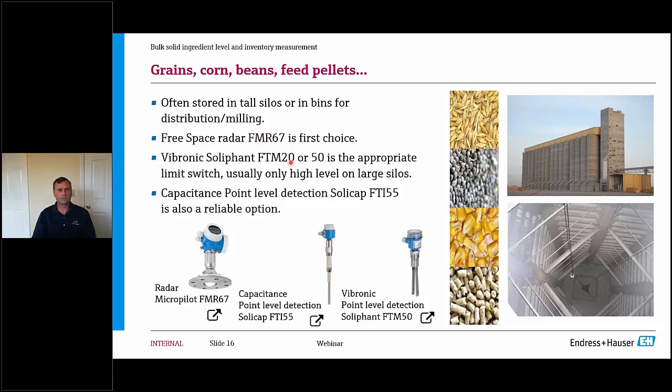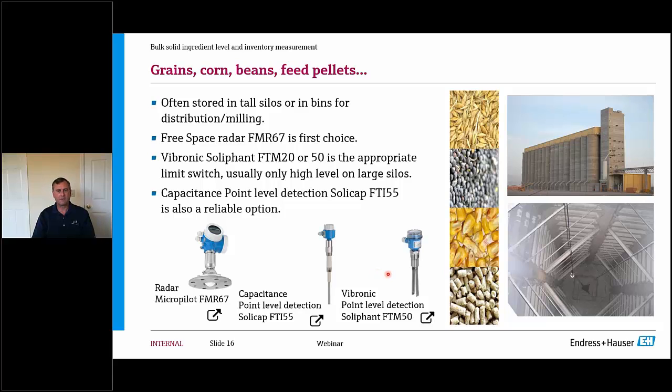And then you might have a choice, depending on the size and the height of the silo, of vibronic or capacitance for the point level switches, depending on whether you use it for a high level alarm or a low level alarm, and generally looking at the mechanical impact that you might have on a product sticking in from, let's say, a tall silo.